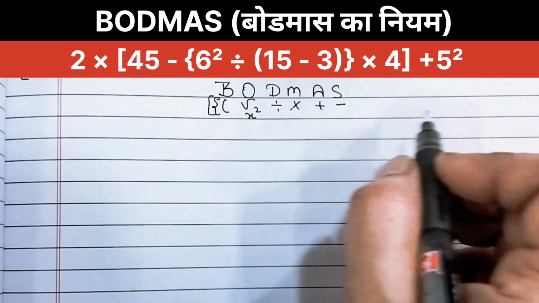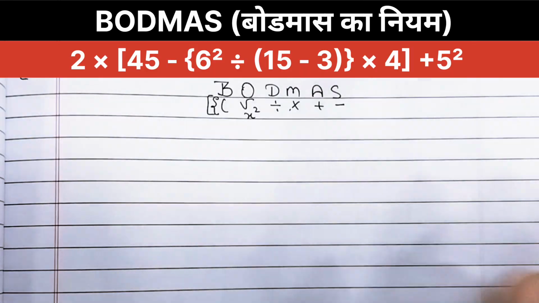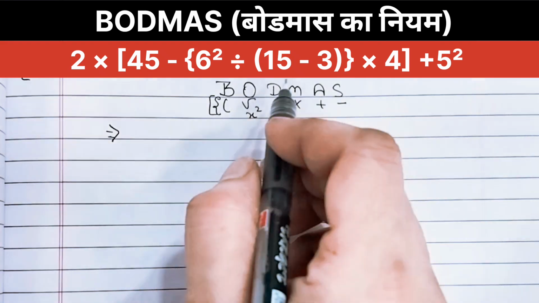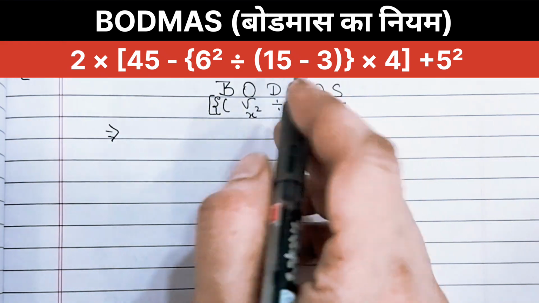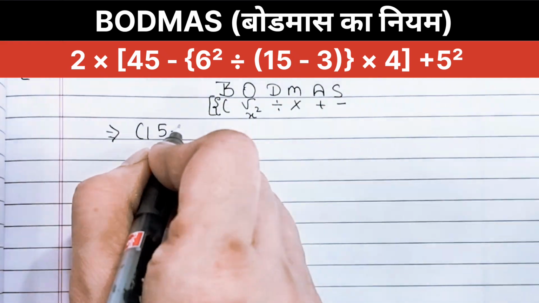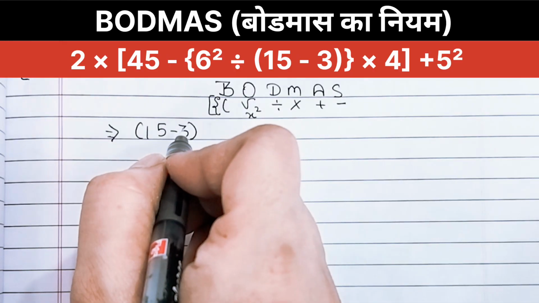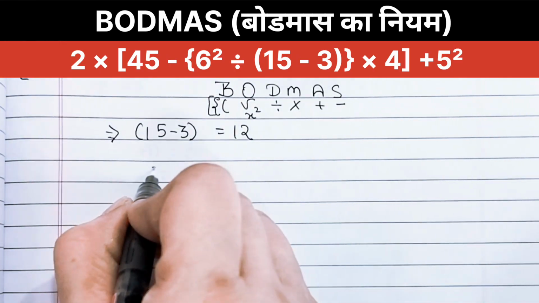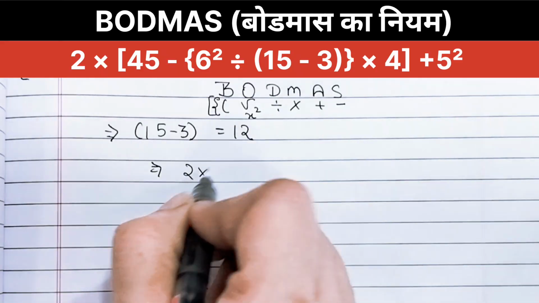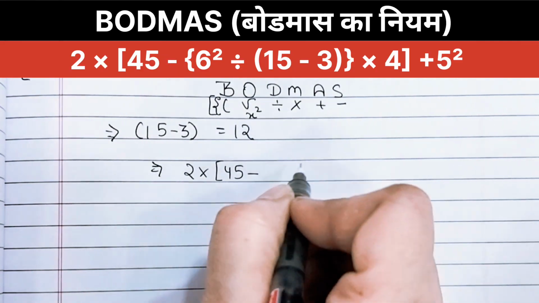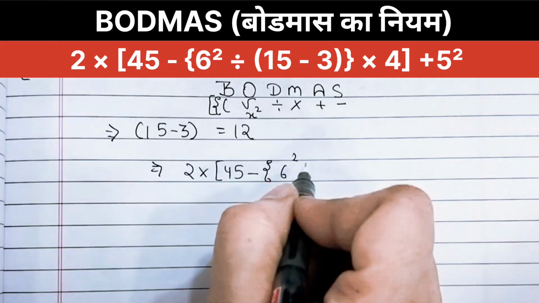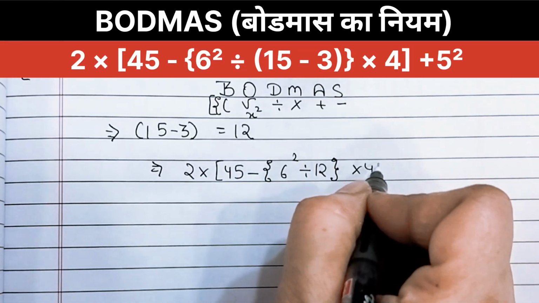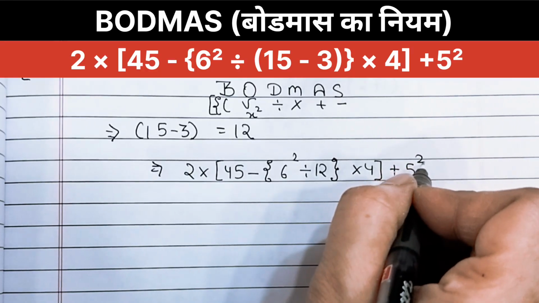According to this BODMAS sequence, we'll break down this expression with a step-by-step solution. Now step 1. Step 1 says smallest bracket. As you can see here, the smallest bracket is 15 minus 3. So solve the innermost parenthesis first, equals 12. So now the expression becomes: multiply, square bracket, 45 minus curly bracket 6 square divided by 12 curly bracket, of multiply 4, square bracket, plus 5 square.